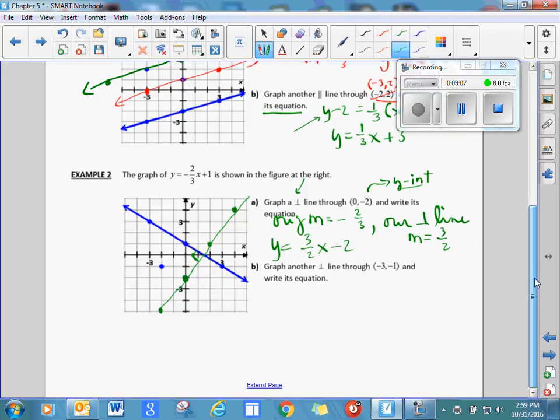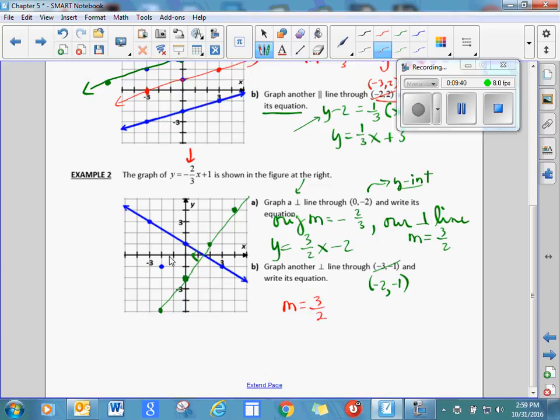And they give us one more to do. Graph another perpendicular line through, and again, this is a typo. This should say negative 2, negative 1. And write its equation. So let me go get a different color here. Here's negative 2, negative 1. Again, our slope is going to be the negative reciprocal. Here's our original slope. Our new slope is going to be the opposite sign, so it's positive, and it's 3/2.